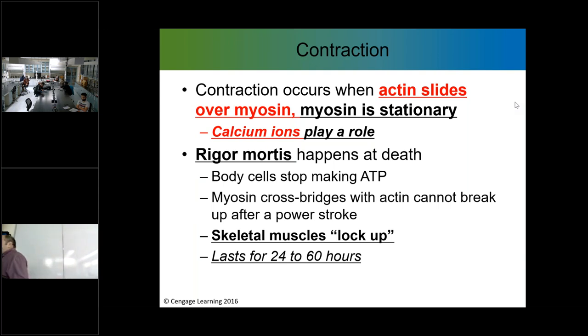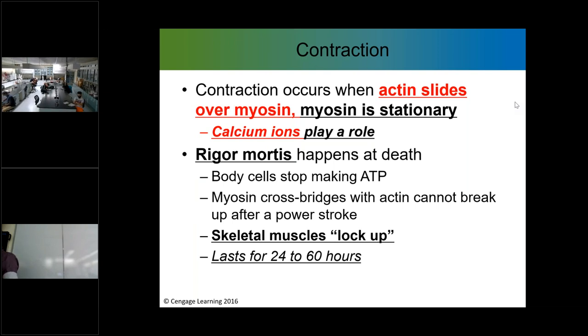And what's going on, folks, is that no more ATP is being produced. So you say to yourself, well, what's ATP? I've mentioned this before, but ATP is the energy that the body will use in order to power reactions that take place within the body. And remember I said that myosin and actin connect, and then they can cause movement, sliding of actin upon myosin. They can't release if there's no ATP present.